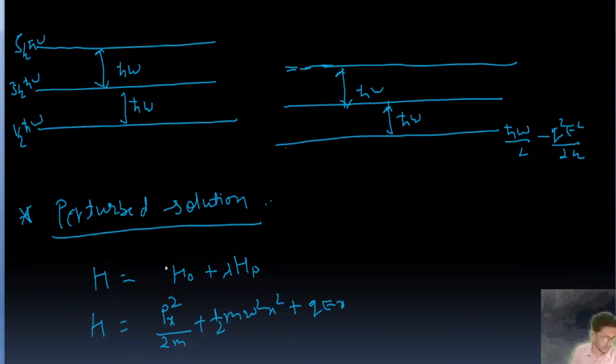Also here we can say, where the value of HP, if you compare these two, HP is x. The value of HP is x, and the value of lambda, very important, is qE. Okay, so this is lambda and this is HP. Okay, you need to understand. So we are going to get perturbed solutions.